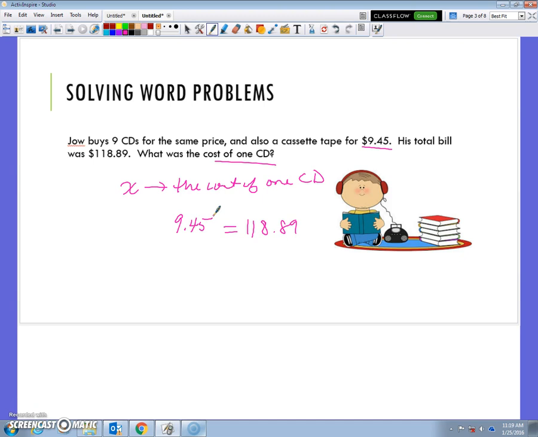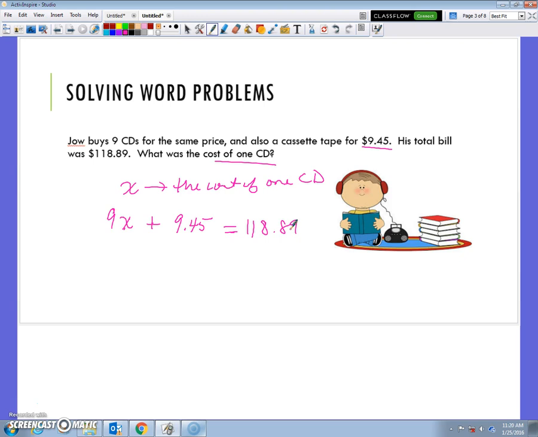We know that word from when we were talking about expressions. There's no variable on it. But what does change, what our unknown is, is how much it costs for the CDs. If you bought 9 CDs and we don't know how much they cost, but we also added that $9.45 to get to our total, then here's our equation: 9 CDs times however much they cost. If they cost $1 each, it'd be $9. If they cost $2 each, it'd be $18, and so on. So our unknown is the cost of one CD, and the term 9x represents the cost of the CDs, 9 times whatever the cost was. But we also have that additional cassette tape cost, and our total we know is $118.89.